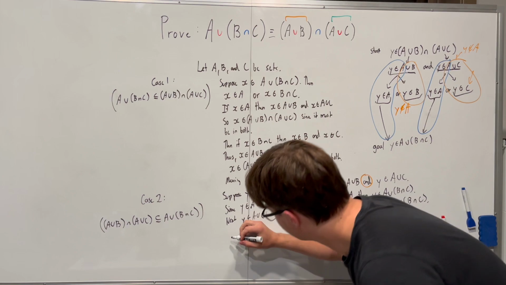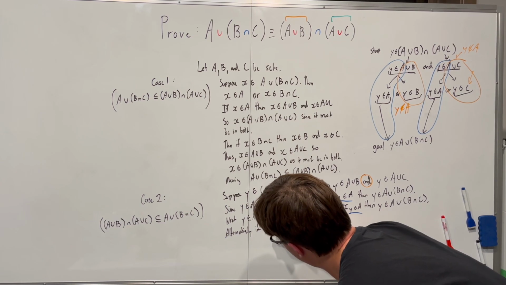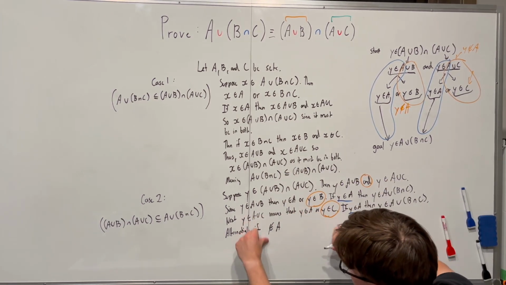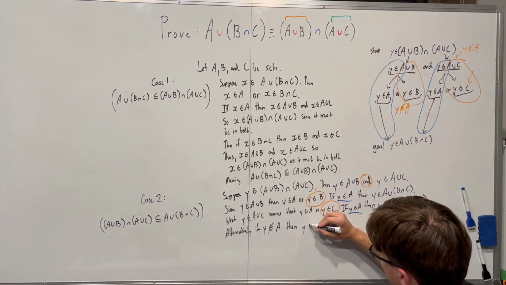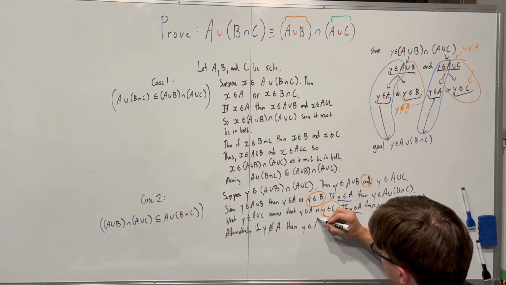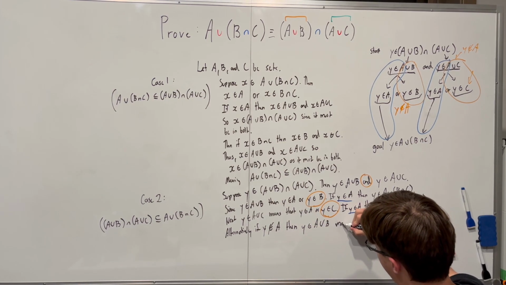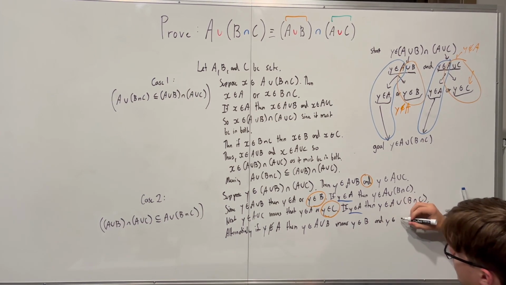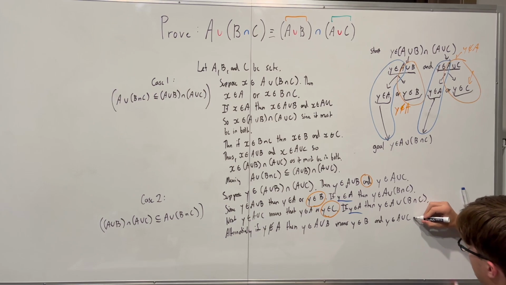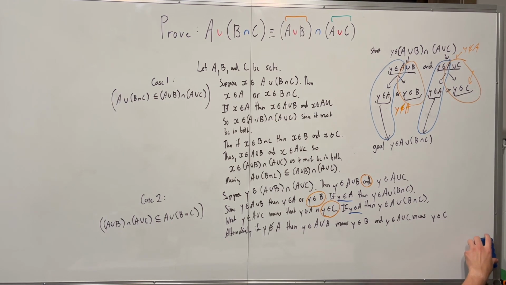So we're going to say, alternatively, if y is not an element of A, then y being an element of A union B means y is an element of B, and y being an element of A union C means y is an element of C. We're going to make some more space here. Just got to put these down here for now.